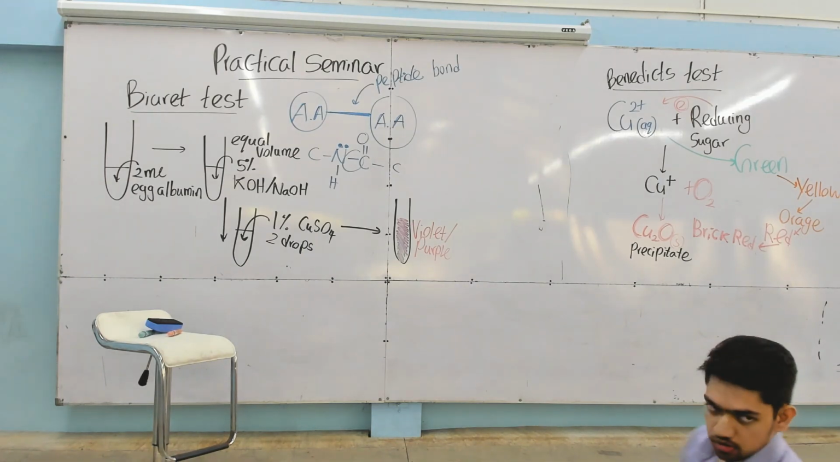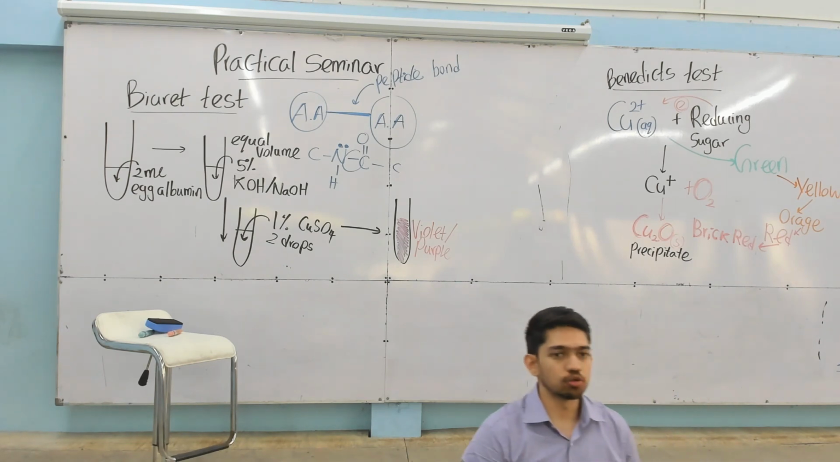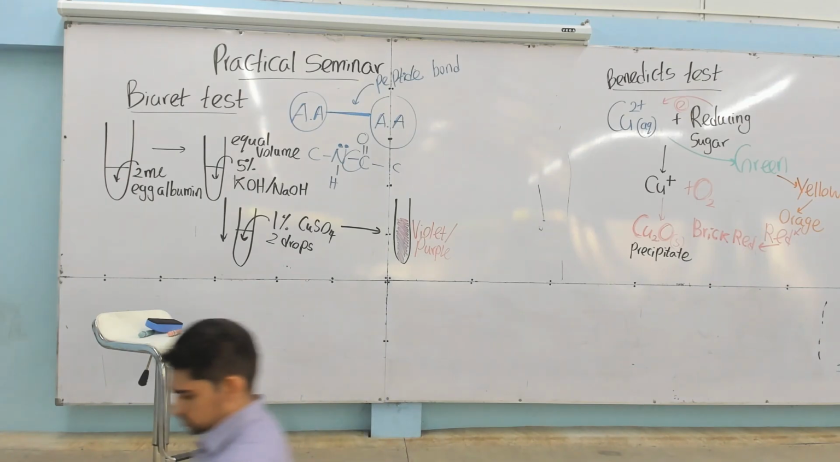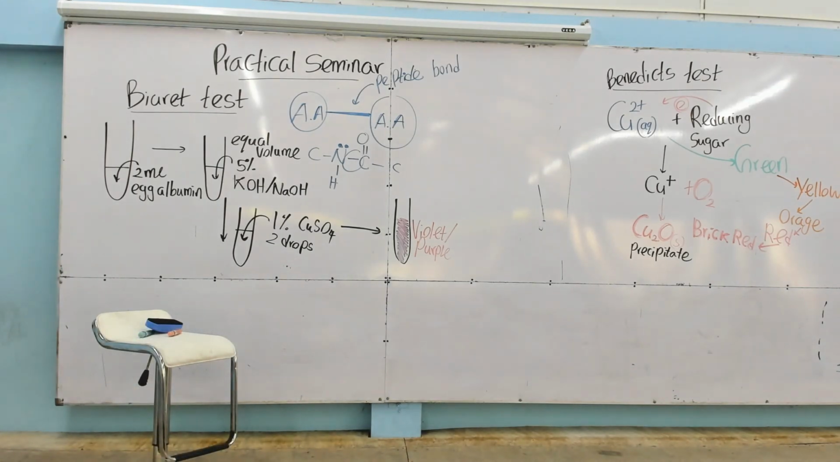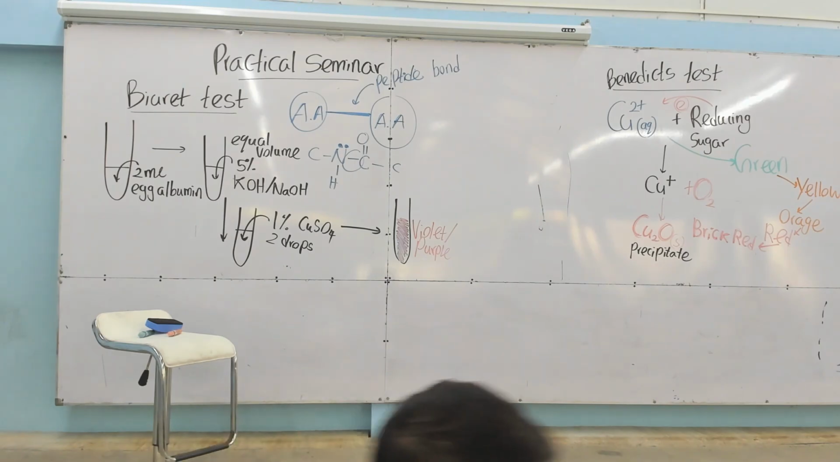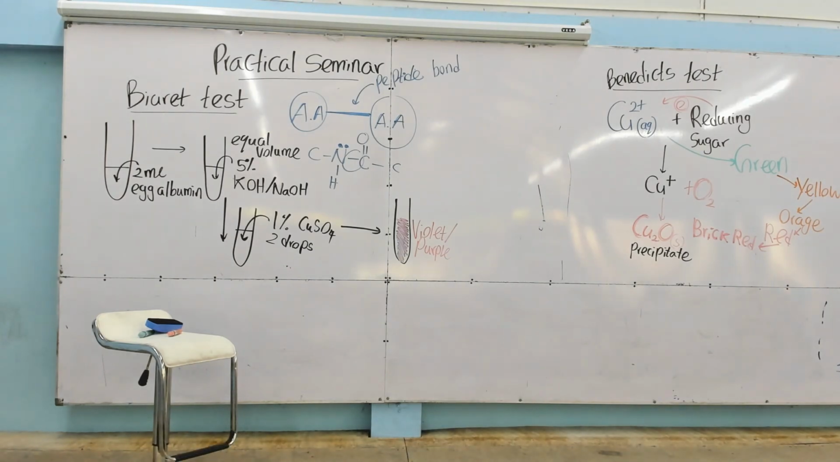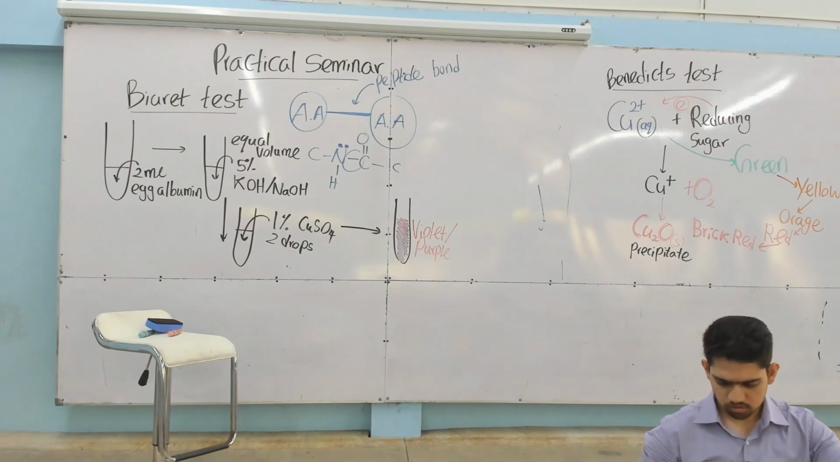Simple one. You are detecting the presence of peptide bonds. Peptide bonds are present in proteins. You are going to get a violet or purple color. This color change is the only thing you need to know. When you add Biuret reagent, you are going to get this color change.